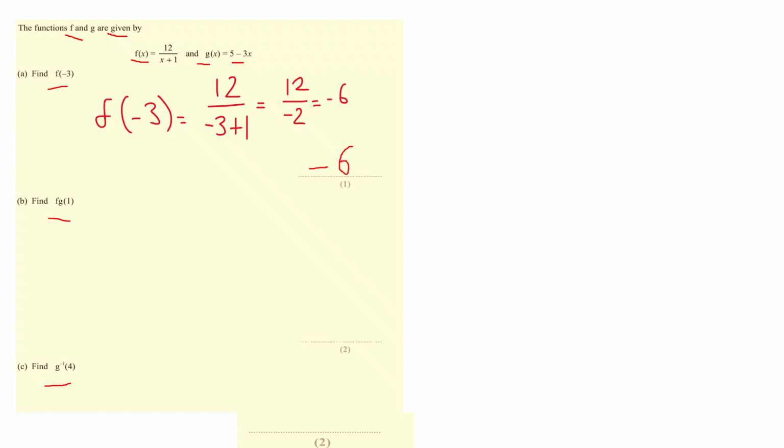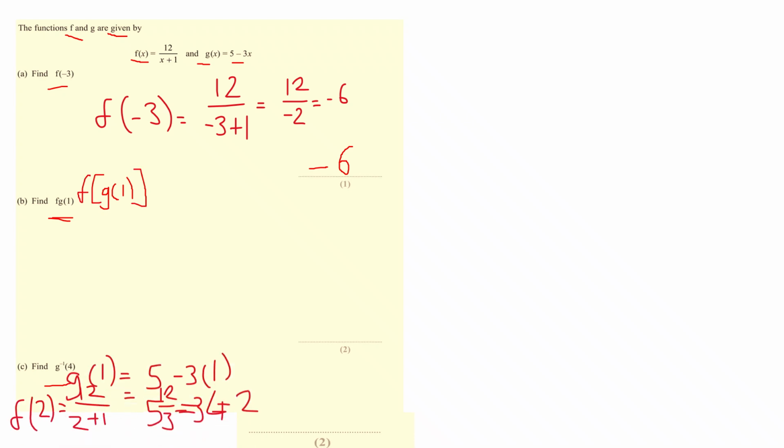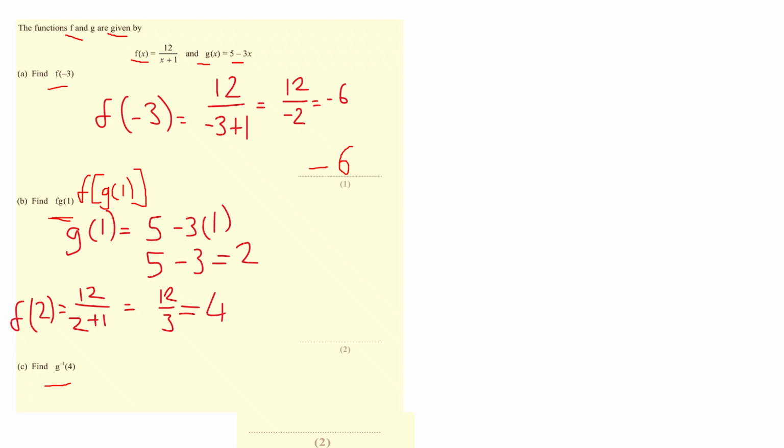Next up, part B, a bit more tricky this one. This is a composite function substitution, fg of 1. So step 1, guys, is to work out g of 1 first, and then plug that answer that you get from g of 1 into f. So follow me through this. g of 1 is equal to 5 minus 3 times 1, so replace x with 1 in g of x. 3 times 1 is 3, 5 minus 3 is 2, so g of 1 is equal to 2.